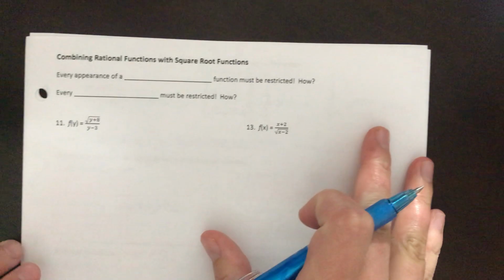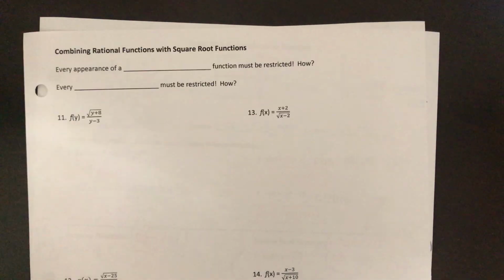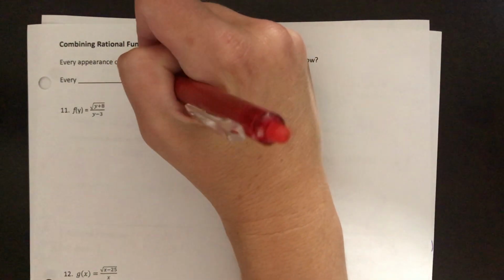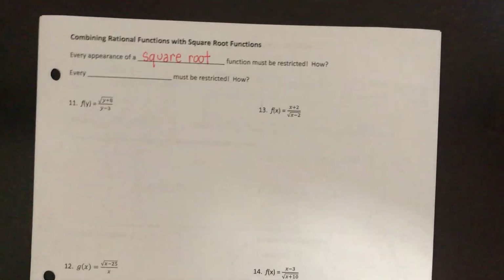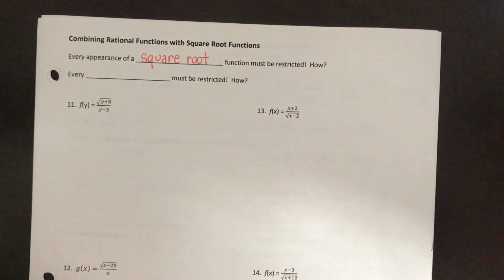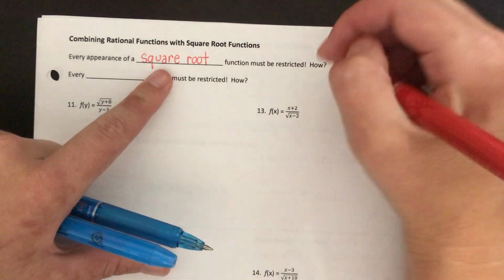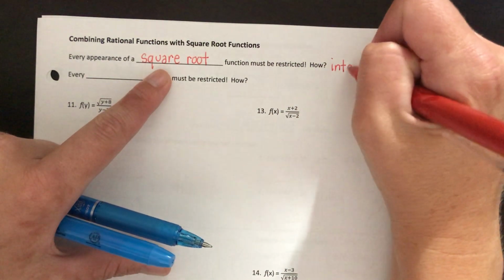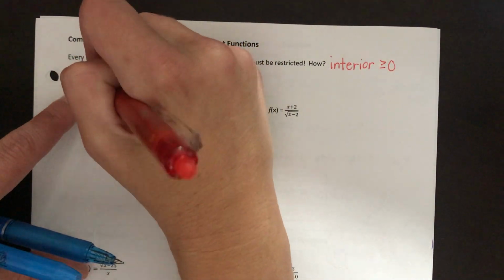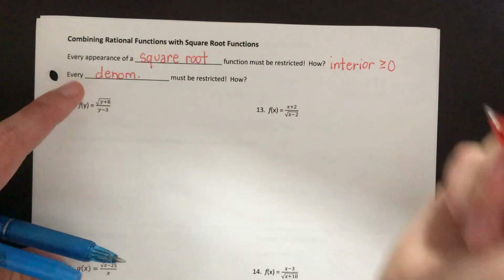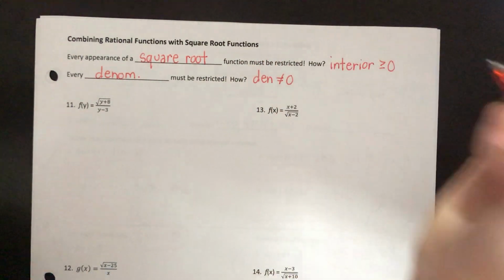Okay, combining rational functions with square root functions. Every appearance of a square root, no matter where you see the square root, whether in the numerator, the denominator, or just off to the side, must be restricted. How do you restrict with your square root functions? Oh yeah, the interior has to be greater than or equal to 0. Every denominator, so if you're working with a fraction, must be restricted. How? The denominator cannot equal 0, right?